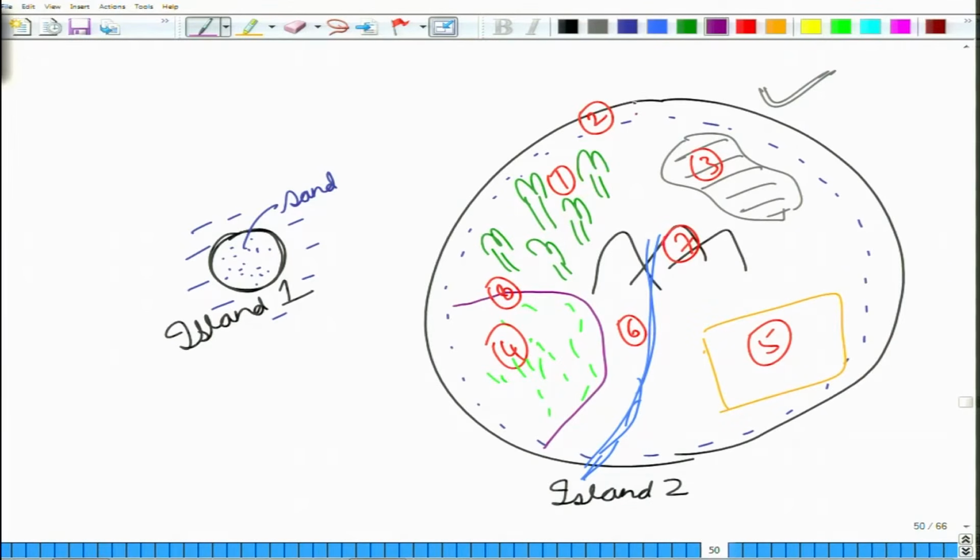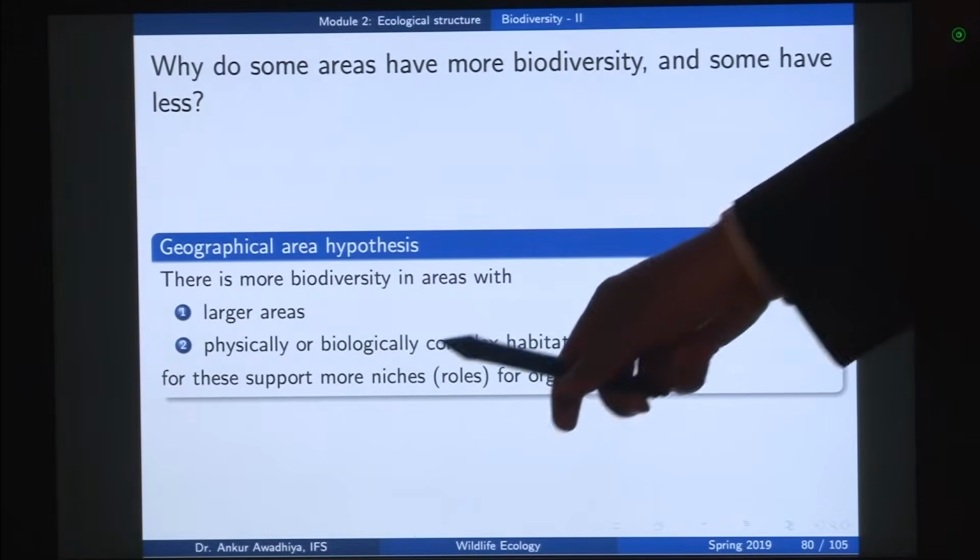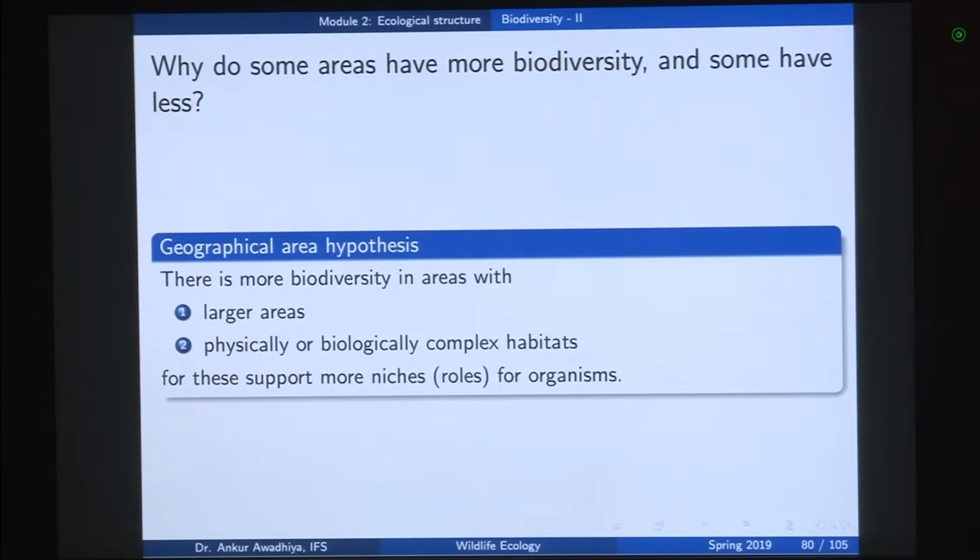Then you might even have a species that lives at the ninth confluence, which is between the forest and the swampy lands. So more complexity in the habitat, physically or biologically more complex habitats, will correlate with a larger amount of biodiversity. And for areas that are larger in size, it is more probable that you will have more varied habitat conditions available. So the geographical area hypothesis says that you will have more biodiversity in areas that are large and in areas that are physically or biologically more complex.